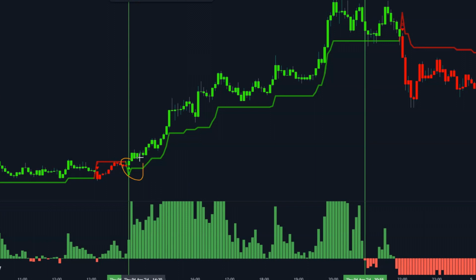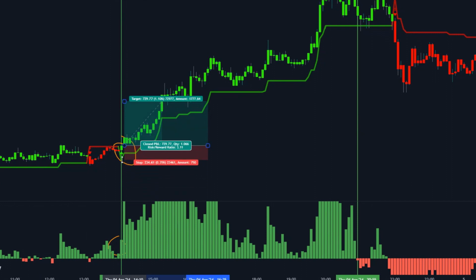When you spot an L label, it's a buy signal. Wait for green volume confirmation. Enter the trade. Set your stop loss at the Supertrend line and exit if the volume turns red.